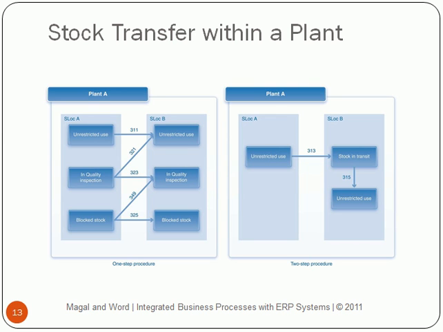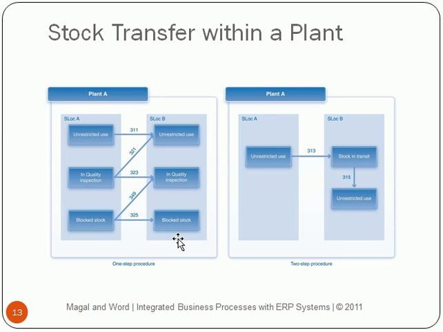So you can see movement within the same plant. You can move unrestricted use from storage location A to storage location B. You can move in quality inspection from A, and then because they have already been inspected, they become unrestricted use in B. Or you move in quality inspection from A, and they become in quality inspection in B. Or move blocked stock from A, and move them either to in quality inspection, or they continue to be blocked in B.